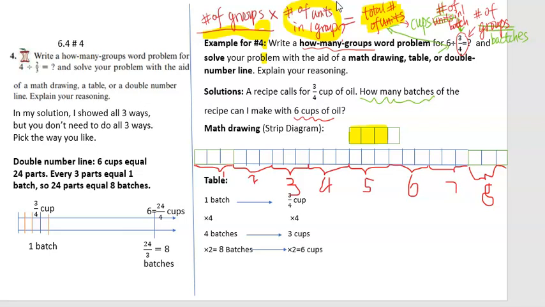Okay, so now we have this word problem, and the way you phrase the question could be different. You could say a recipe calls for 3/4 cup of oil, which means 3/4 units in one recipe. And if I have 6 cups of oil, how many batches of cookies can I make? How many batches of the recipe can I make? Or you can do a simple sentence like that: how many batches of the recipe can I make with 6 cups of oil? So that's the word problem.